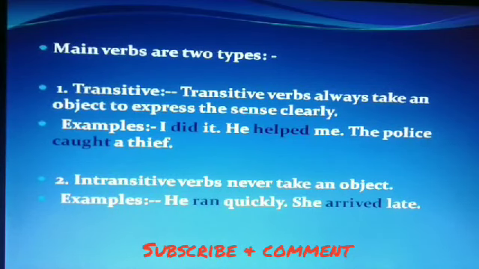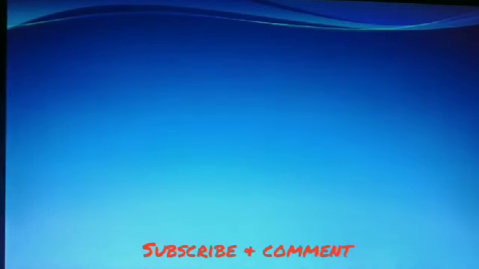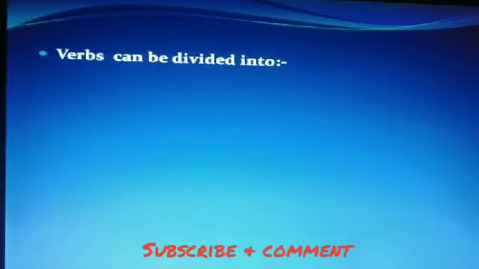Transitive verbs can be used intransitively, and intransitive verbs can also be used transitively when they are followed by a preposition, especially in cases of phrasal verbs. You must remember that. Now verbs can further be divided into subgroups, other groups too. Finite verb, that is very important.